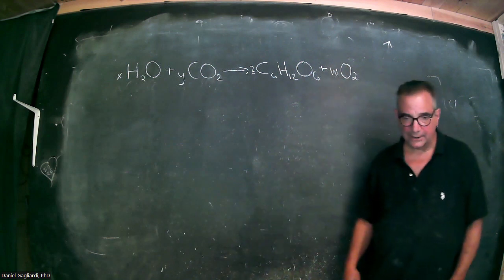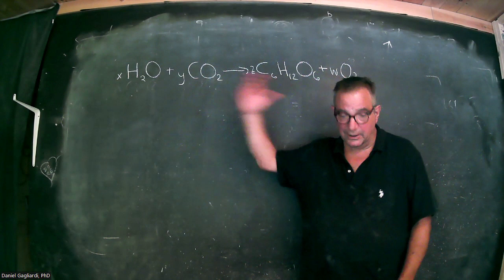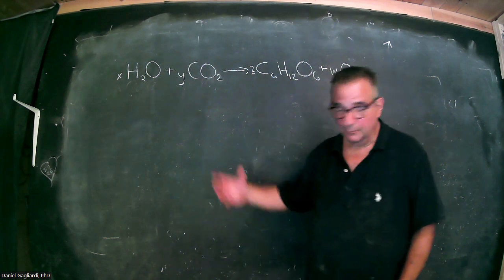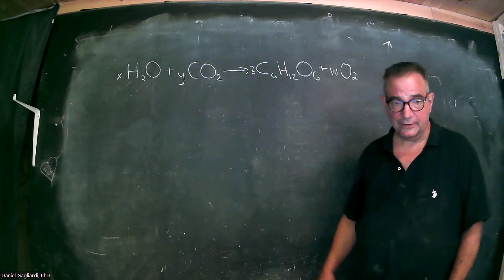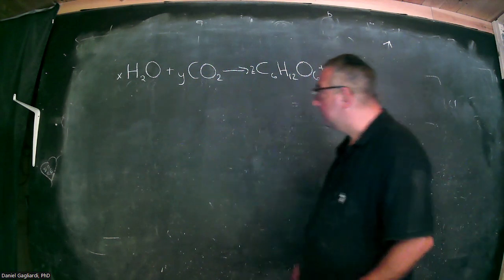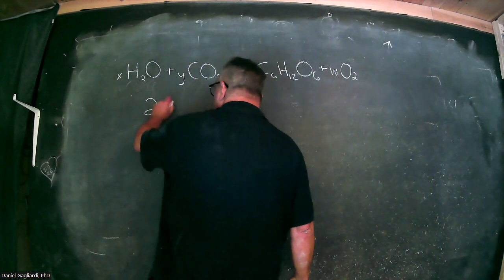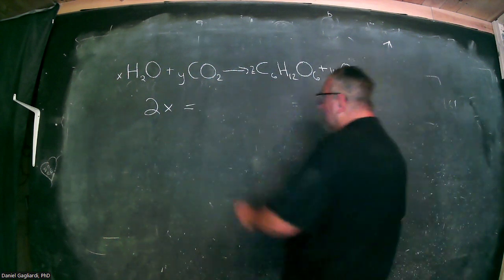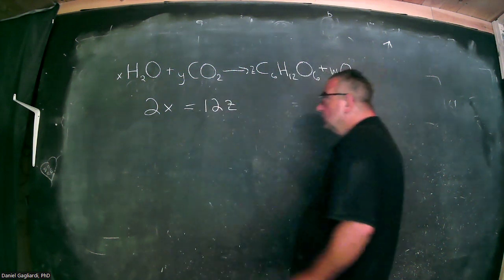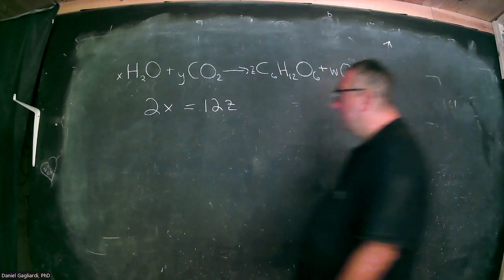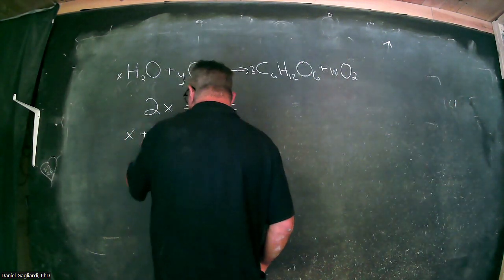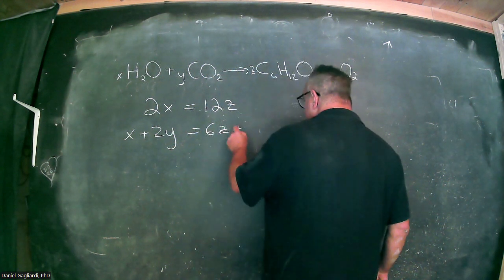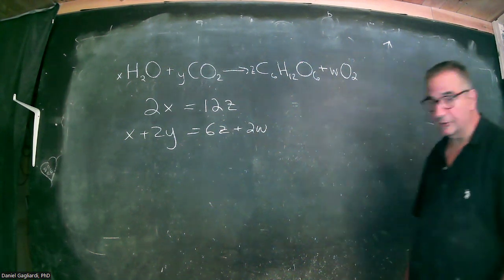Well, we use the fact that matter is not created or destroyed, it just changes from one form to another. So we have to make sure that we have the same number of atoms on both sides of the chemical equation. So if we want to balance the hydrogens, we have to have that 2x is equal to what? How many hydrogens on this side? 12z. Okay. To balance the oxygens, we have x plus 2y is equal to 6z plus 2w. All right, now the oxygens are balanced.